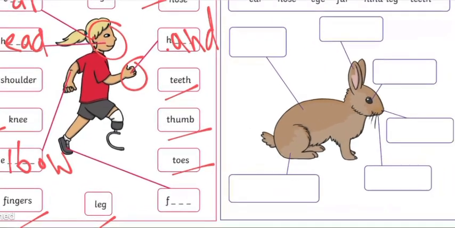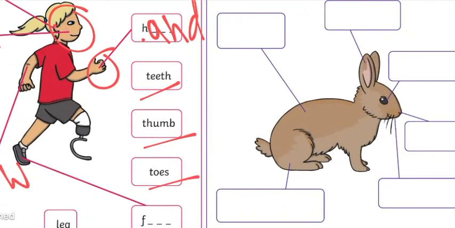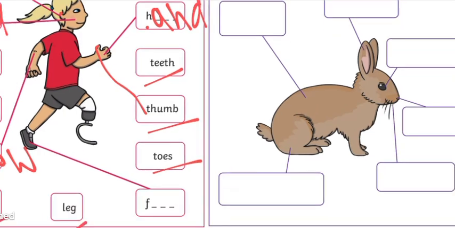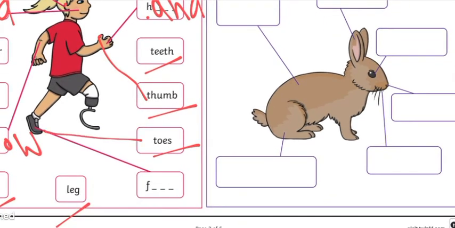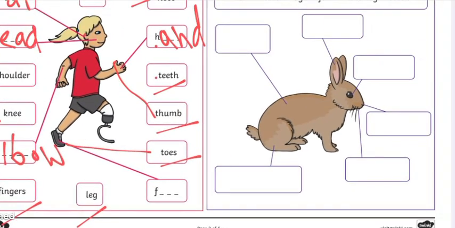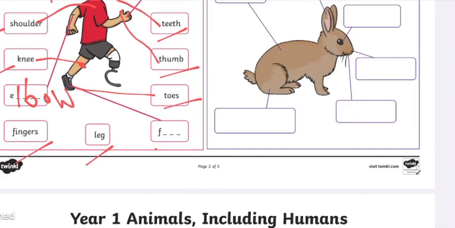Where is the thumb? The big finger, right? So we can match it here. Where are her toes? Over here, right? Where are the teeth? Inside the mouth. Where is the shoulder? Over here. Where is the knee? In the middle of her leg. This one is what? F for what? Foot. And we can match this for being her leg.